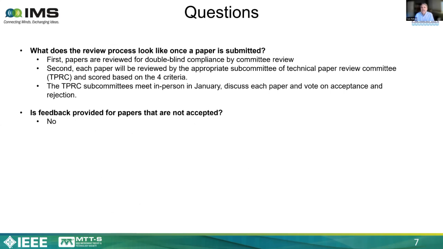Another question that we got was, what does the review process look like once a paper is submitted? The first step is that papers are reviewed for double-blind compliance by a committee. And then each paper is reviewed by the appropriate subcommittee of the technical program review committee, paper review committee, and scored on the 4 criteria that's in the call for papers, and we'll show that in the next slide.